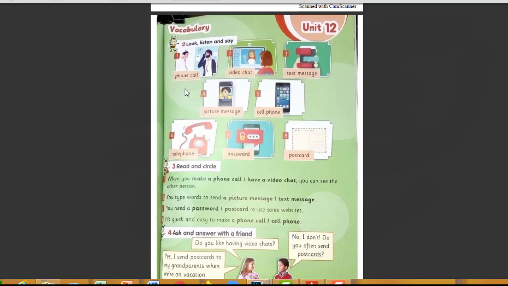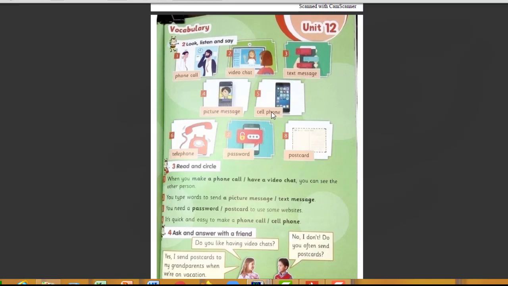Repeat after me these words. Phone call. What is the meaning of phone call? When you call someone on the telephone, this is called a phone call. Number 2, video chat. Video chat, it's a chat on the internet, and you can see each other. Number 3, text message. When you send a message to someone, you write a message and send it on your phone. Number 4, picture message. This is a picture message.